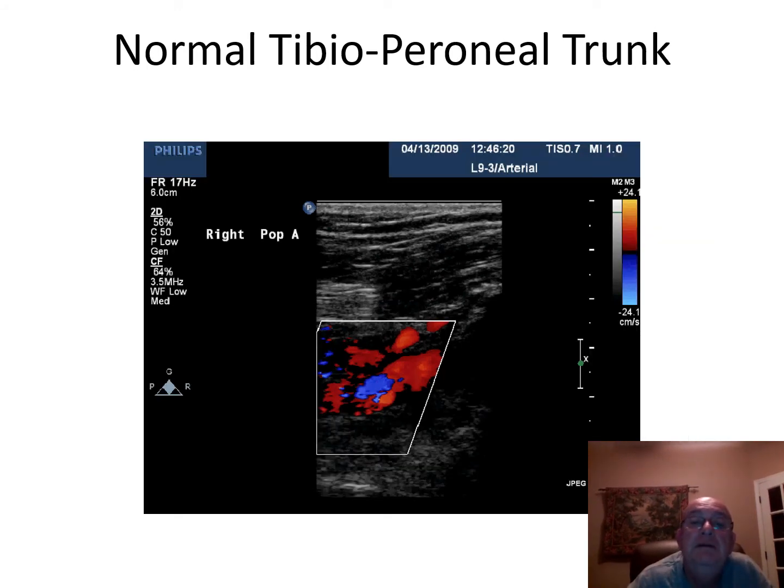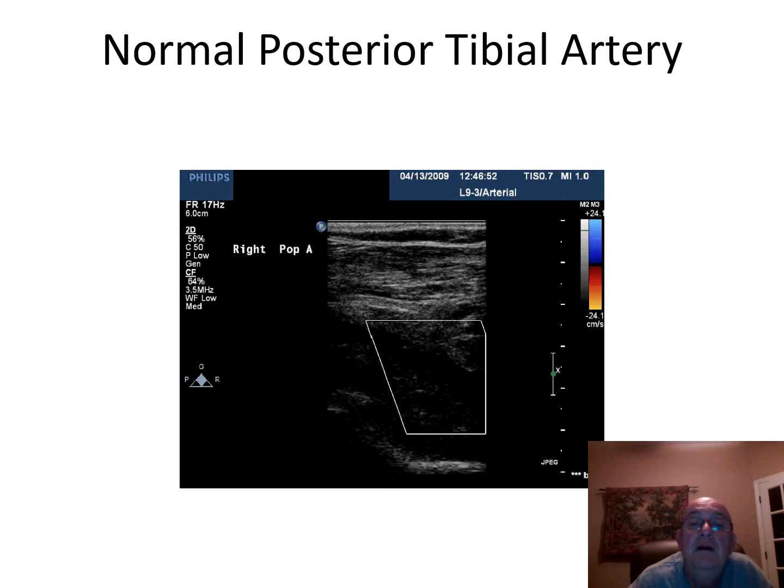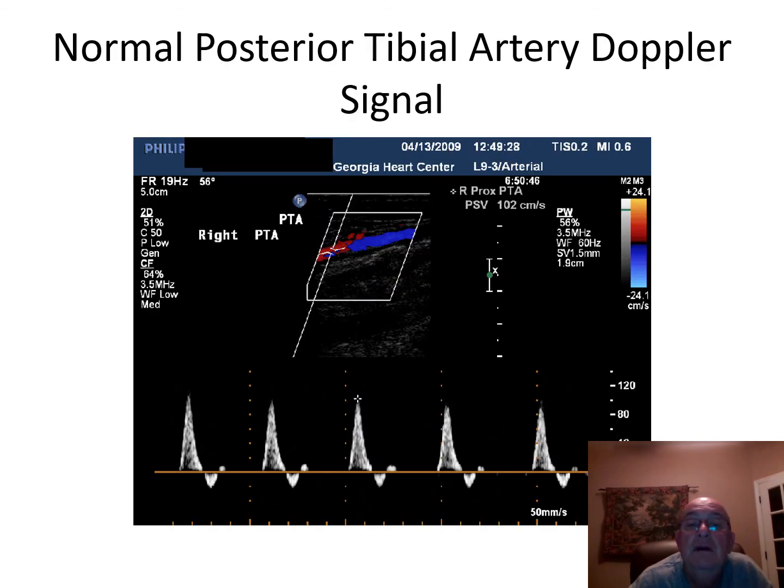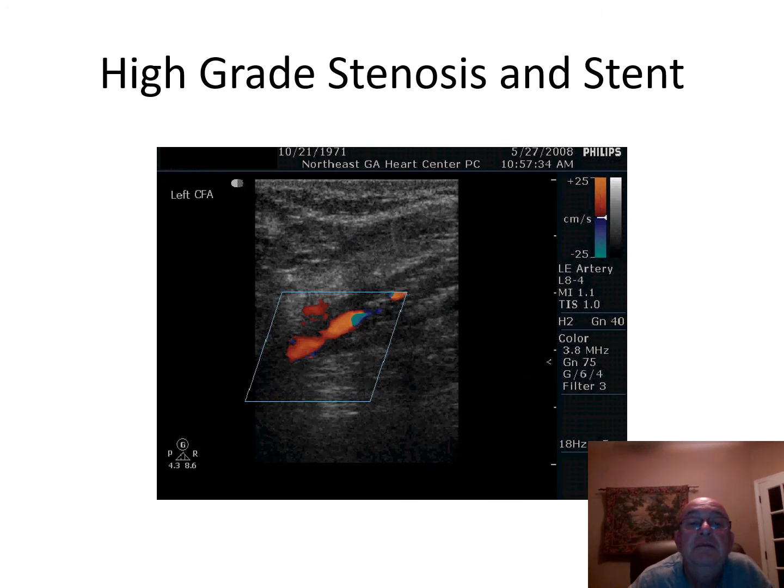There we go. Popliteal artery. There's the takeoff of the anterior tibial artery coming off the popliteal, just at the area of the tibio-peroneal. This is the tibio-peroneal trunk, and there's another angle of watching the anterior tibial artery take off on its own. Of course, now we get down into the tibio-peroneal trunk. This is posterior tibial artery with a nice multiphasic signal.